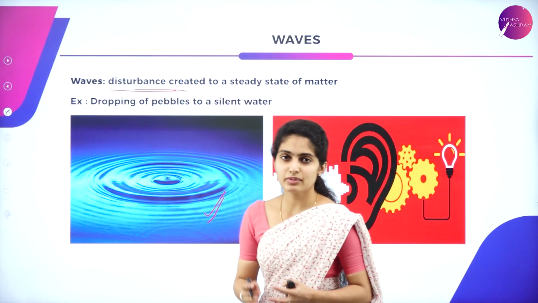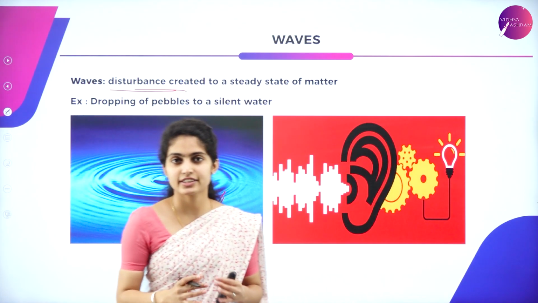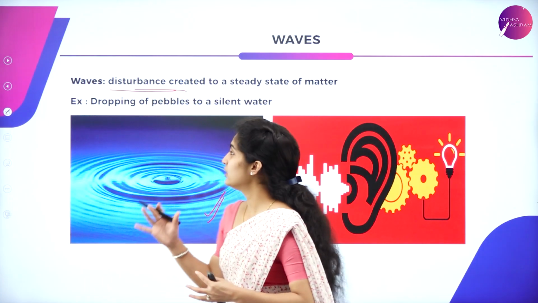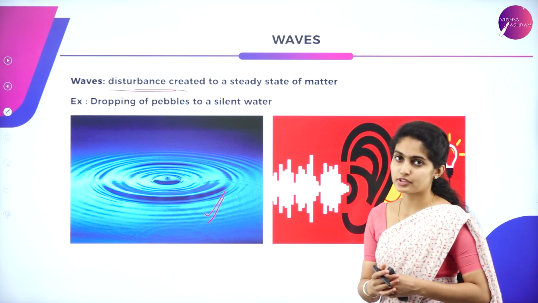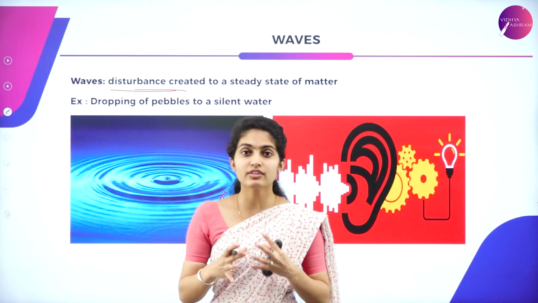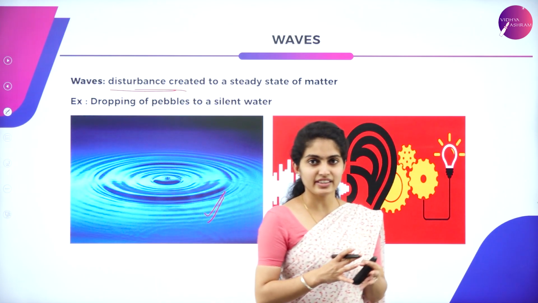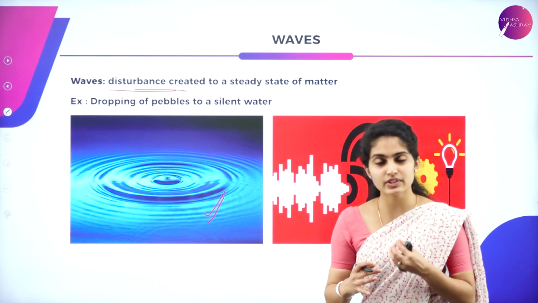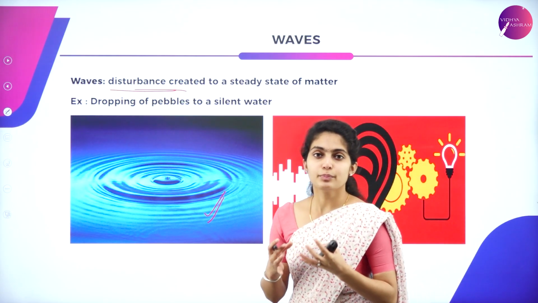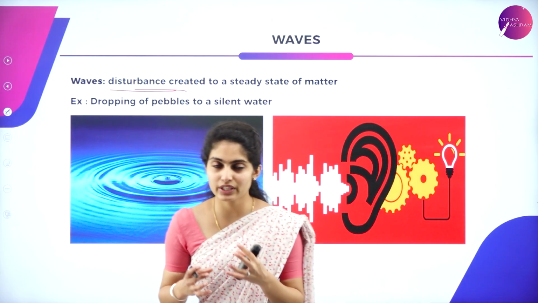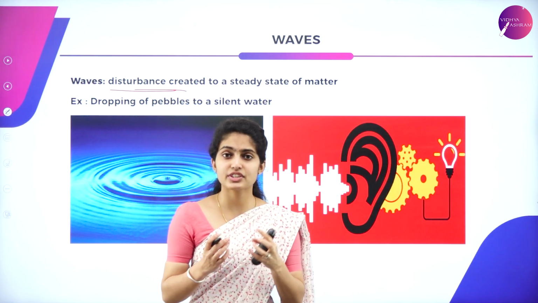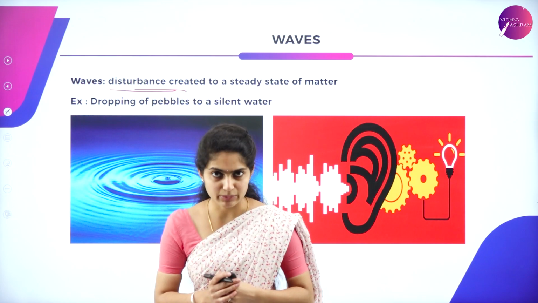So waves are nothing but the disturbance which is created at the steady state of a matter. So here, for example, you can consider dropping of pebbles to a silent water, as well as the waves. Here we study regarding light waves and sound waves. So light waves and sound waves are propagating. So light waves, when it propagates, what happens to the light waves? It reaches our eye. How does it reach our eye? It reaches by traveling through certain medium.